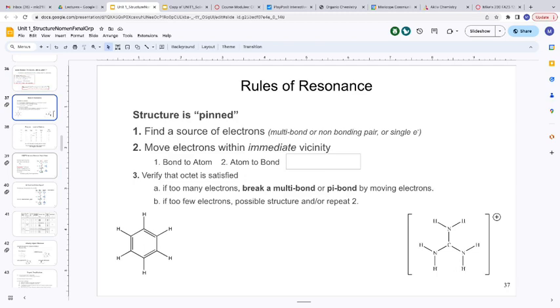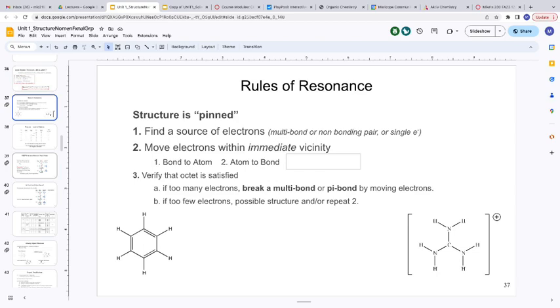In that scenario, what we're going to do is find a source of electrons. What are our sources of electrons? Non-bonding electrons or pi bonds. Those are our only sources of electrons. What we're going to do with those is move them in the immediate vicinity. The immediate vicinity being bond to atom and atom to bond. Those are our two choices. And as you might see, there's a potential box floating in there that we'll address with this example.